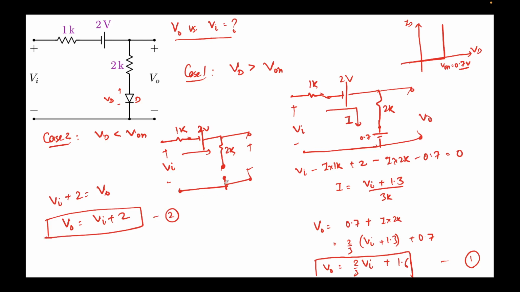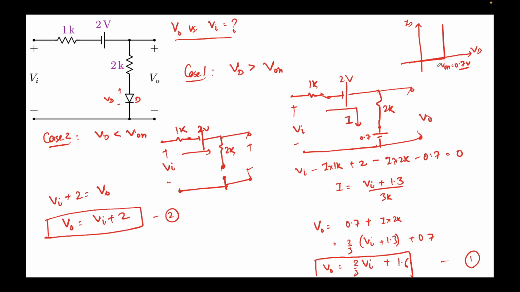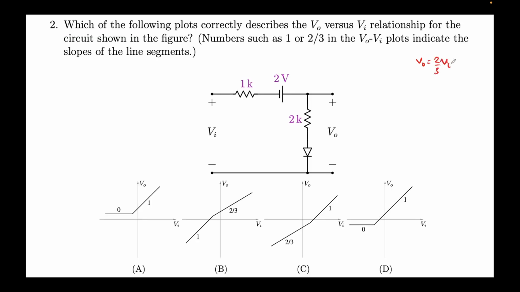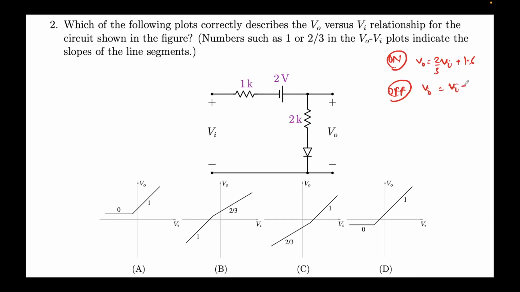Okay, so now let's populate this over the next slide. V naught equals 2 by 3 Vi plus 1.6 for on, and for off we got V naught equal to Vi plus 2. Now we can again eliminate some options. We can see that when it's off, let's say we have a very negative voltage of Vi, minus 10 volts. What will happen is that this diode will not be turned on, it will be turned off, for very negative voltages of Vi.